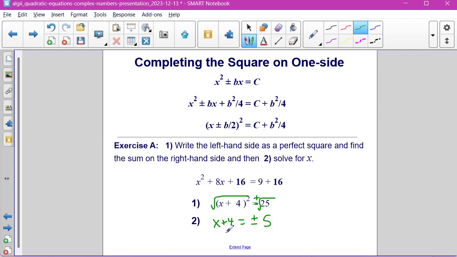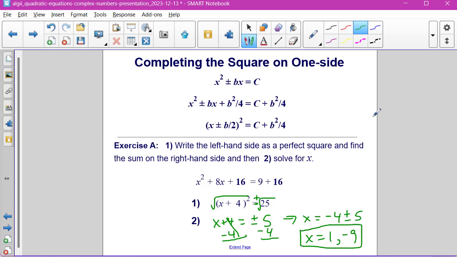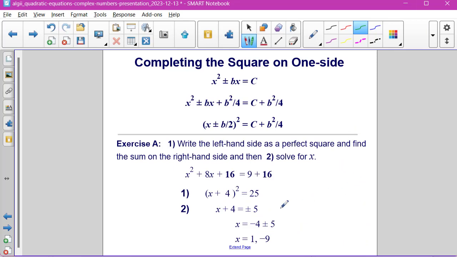And now let's subtract 4 from both sides. And when we do that, we'll end up having x is equal to negative 4 plus or minus 5. So x could be negative 4 plus 5, which is 1, or x would equal negative 4 minus 5, which is negative 9. So we have two values for our x. And here's the solution fully worked out, and it does match the solution that we found. So our x values are positive 1 or negative 9.